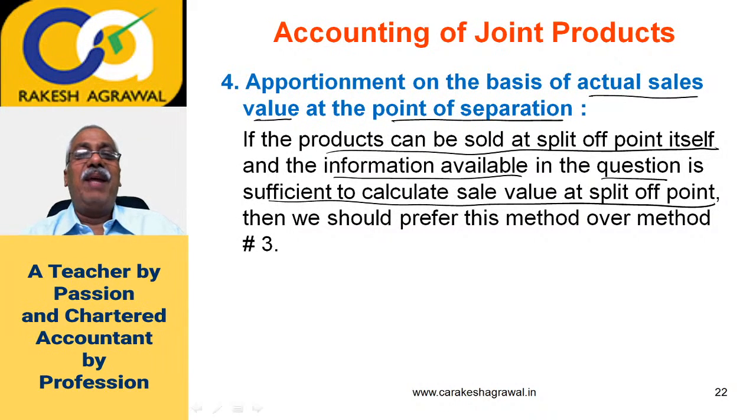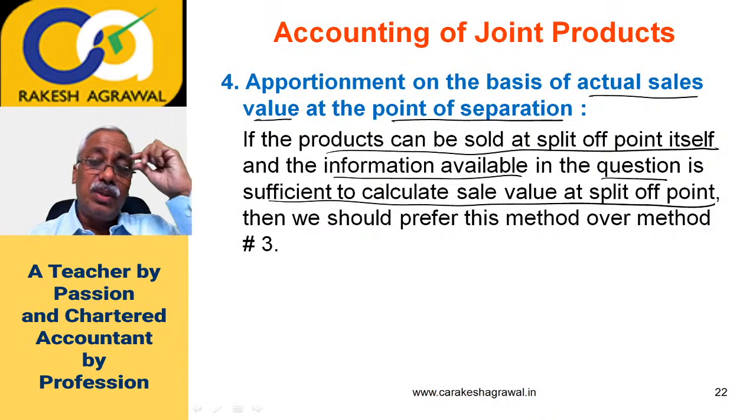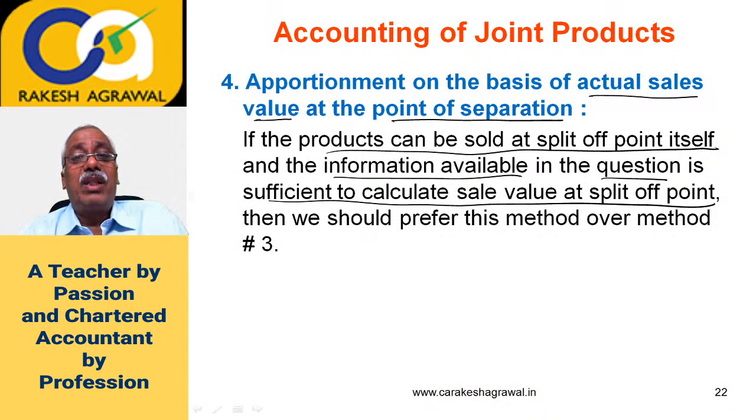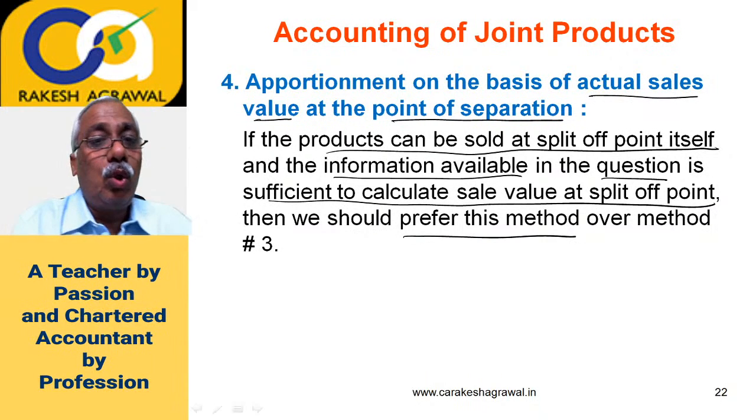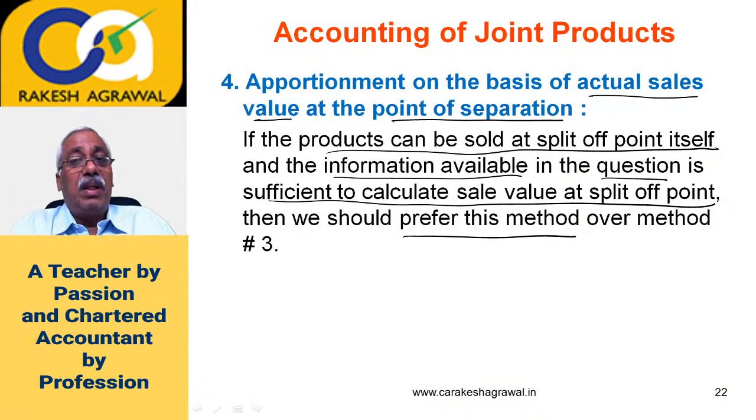Simply speaking, they have to give you the quantity at split off point, and they have to tell you the sales price at the split off point. If these two figures are available, quantity generated at split off point and selling price at split off point, then quantity into selling price, you will get sale value at split off point. If this data is available in the question, then we should prefer this method over even method number 3. Method number 3 was NRV. So we will prefer this method if this type of data is available.